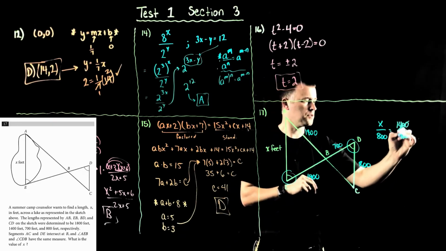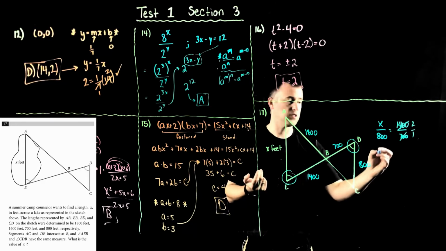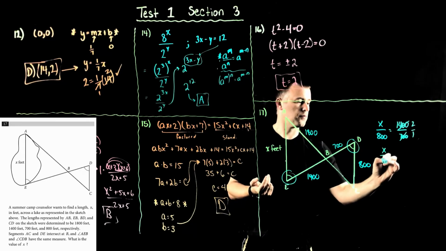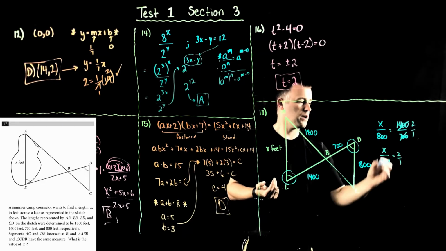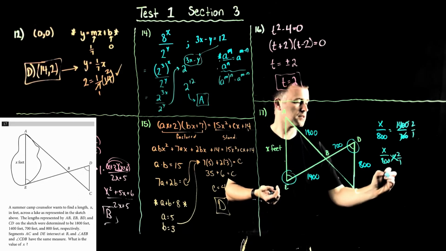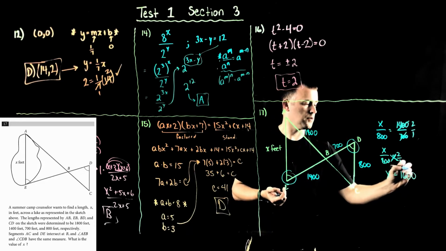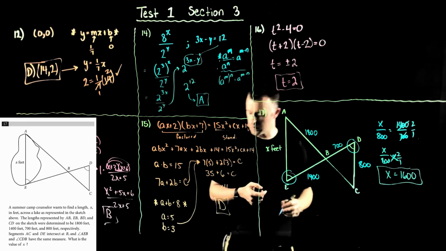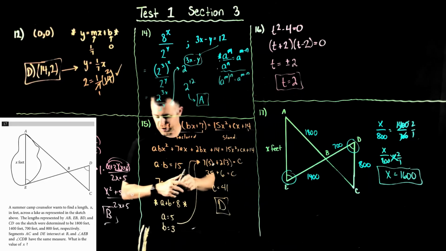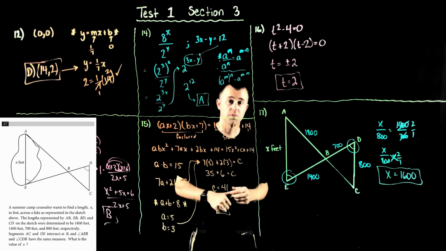Simplify this a little bit, you'll see that that's just 2 over 1. So the side on top is twice as big as the one on bottom. So again, if you did it this way and you did cross product, you'd get x times 1 is x equals 800 times 2, which is 1,600. And that's going to most likely be your answer. Just make sure that's what they want. They say, what's the value of x? So that's going to be your value of x. So that's going to be number 17.